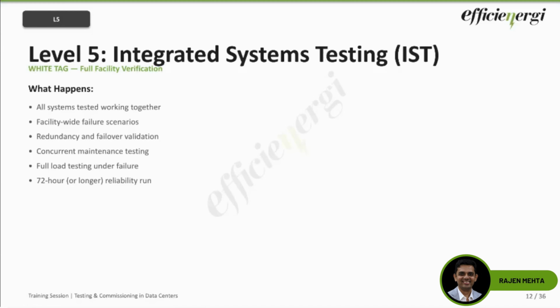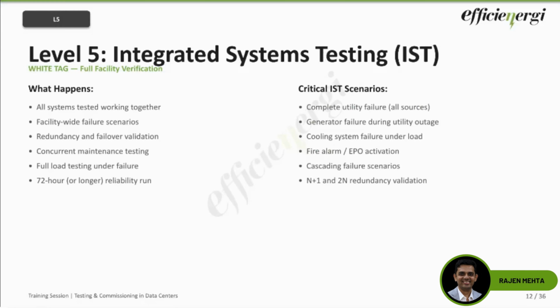Maybe generator failure during the utility outage. During the utility outage, say all the generators kicked in. Now we will make one generator trip, and the remaining generators should pick up the load one after the other, and it will thus prove that there is an N+1 redundancy for the generator also.